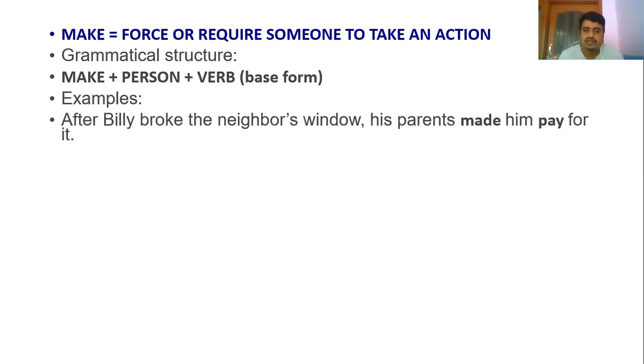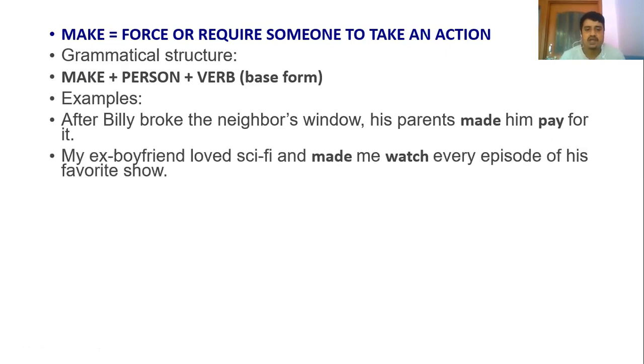After Billy broke the neighbor's window, his parents made him pay for it. Okay, look here. His parents is the subject and made is the causative verb. After made, him is the person mentioned in the grammatical structure, and pay is the base form of the verb. My ex-boyfriend loved science fiction and made me watch every episode of his favorites. These are the examples.